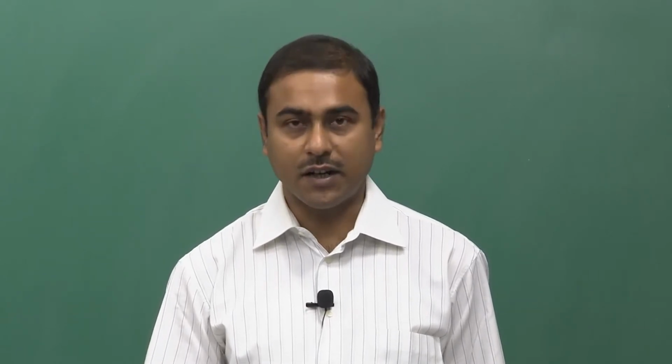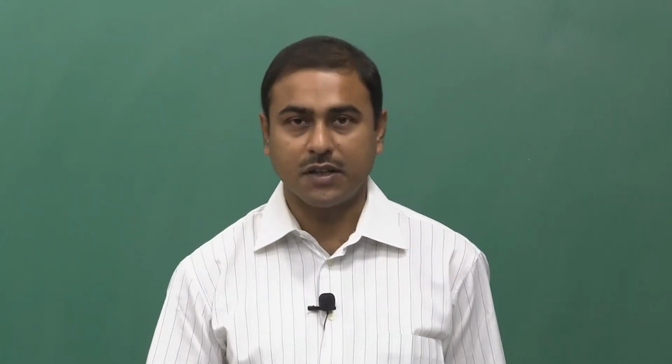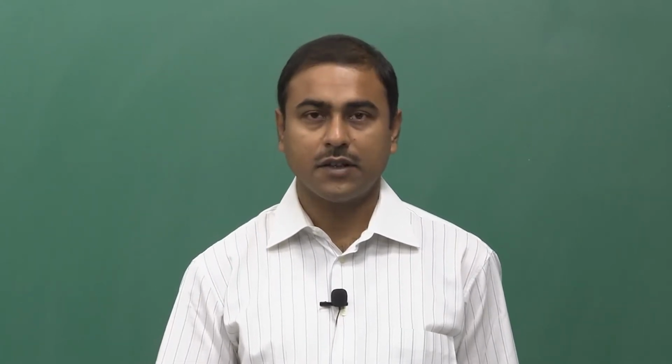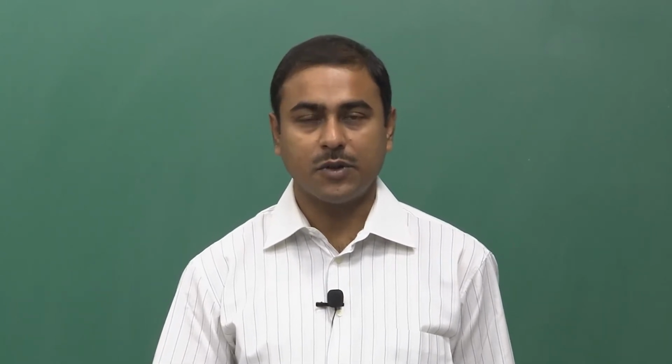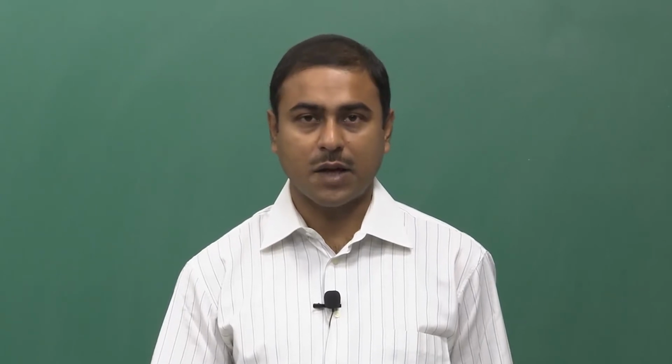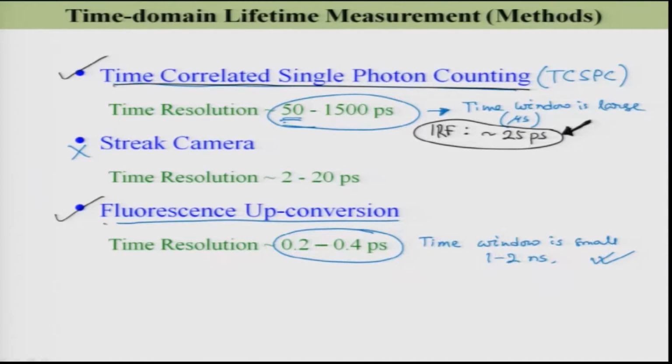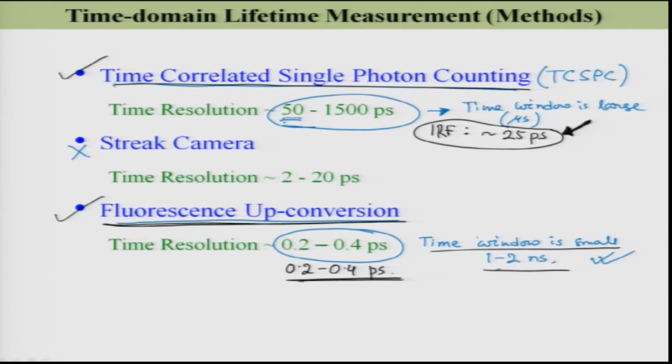So, you need a better time resolution setup, that means the IRF must be about 0.1 or 0.2 picosecond, then you will be able to find out those types of dynamics. For that, fluorescence upconversion is the technique where the time resolution is about 0.2 to 0.4 picosecond, as is written over here. The disadvantage here is that the time window is small, it could be 1 to 2 nanosecond, but for TCSPC the time window is really large, it can go to the microsecond or millisecond time region. Okay.